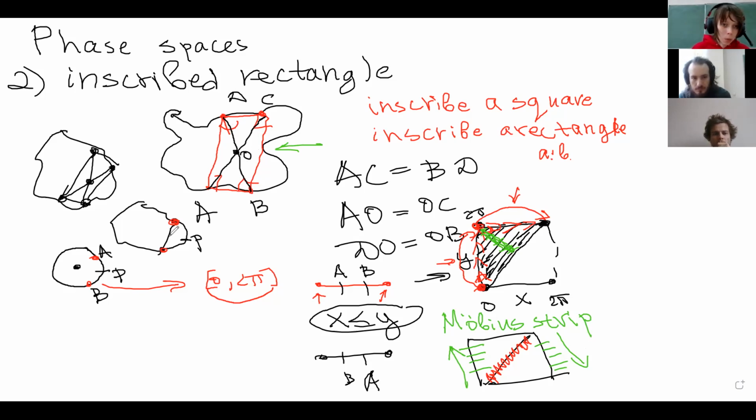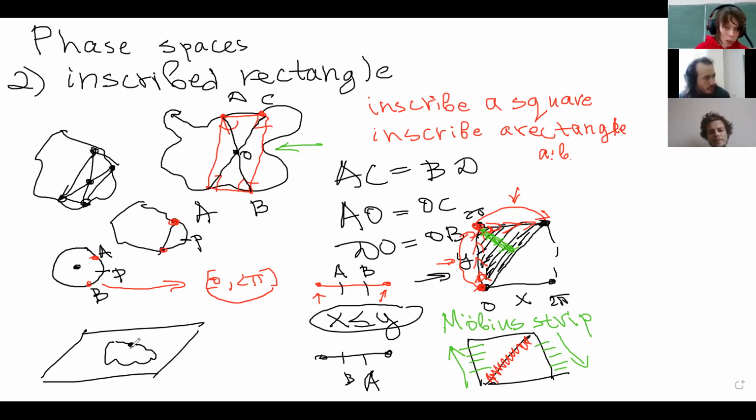But how to track these properties? The idea is the following. So let's say we have a plane and we draw our curve in that plane. And when we take a pair of points, what we're gonna do? We're gonna find a middle point of this line segment.